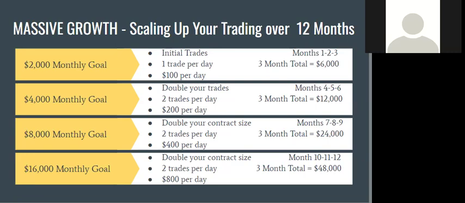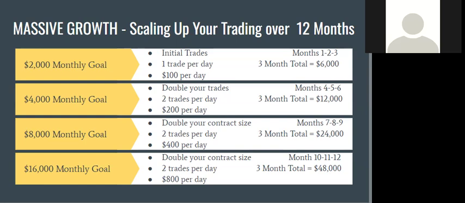So the next month, you're just going to double your trades. You're going to look for 2 trades. You should be good at it by now. You just spent the last 3 months doing that. So you're going to double your trades. 2 trades per day at $100 each. That gives you $200 per day. You're going to do that for 3 months, month 4, 5, and 6. That's a total of $12,000 during those 3 months.